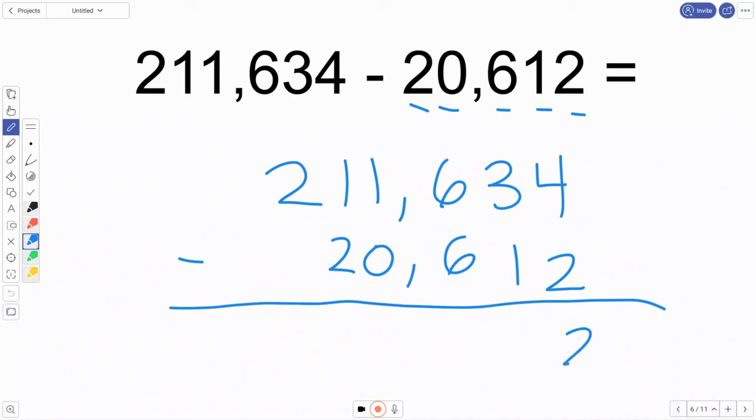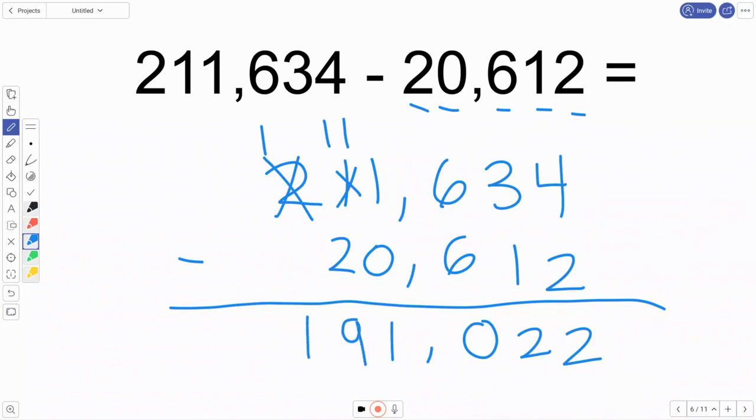4 minus 2 is 2. 3 minus 1 is 2. 6 minus 6 is 0. 1 minus 0 is 1. 1 minus 2, can't do that. Can't take 2 away from 1, so I got to do a little borrowing. That becomes 1. That becomes 11. 11 minus 2 is 9. 1 minus a blank spot is 1, giving us our final answer.